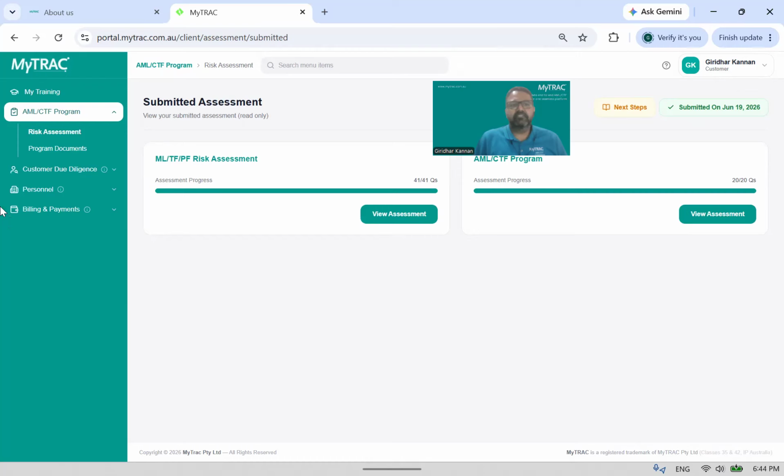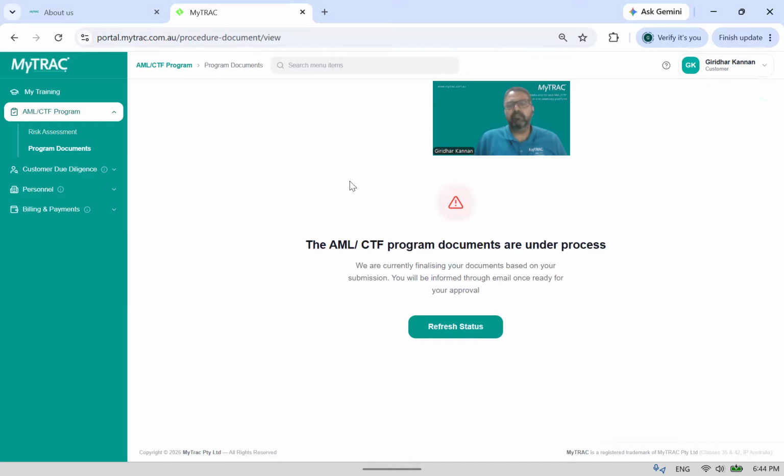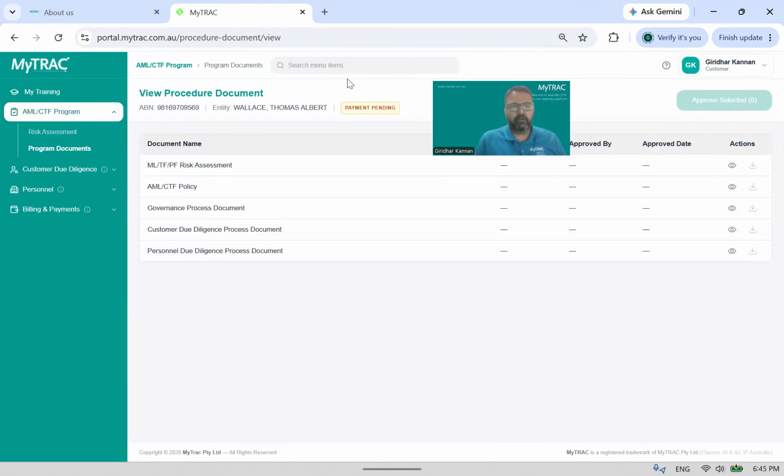So at the first instance, the risk assessment is what you have answered. The program documents, you will not get unless it comes to us. We do a review of all the program documents before we release them. So this is the screen that will be there. We get an automatic alert. So I'm just waiting for my team to confirm this. They will be doing it shortly. I think it will be done now. And then they confirm. Now let's refresh the status. Oh, there we go. We got it.